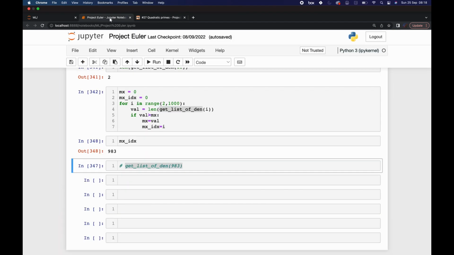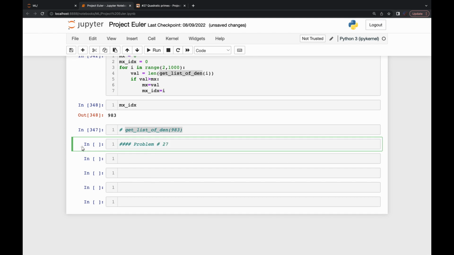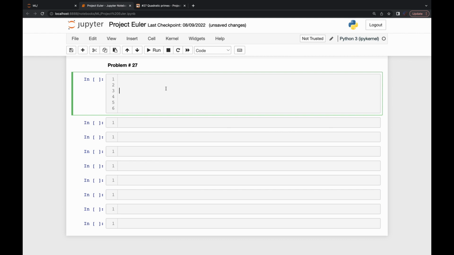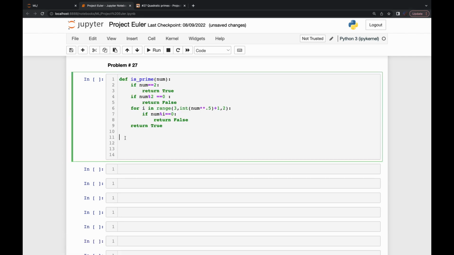Okay, let's jump into our coding. Problem number 27. I'll just keep some more cells here. Okay, so let's have a look. First of all, we'll have to create a function which finds out if a number is prime or not. I've already created such a function in many of my previous examples, so I'll not write down this code right here. Instead I'll just copy the function for convenience, and I'll just explain what we have done.